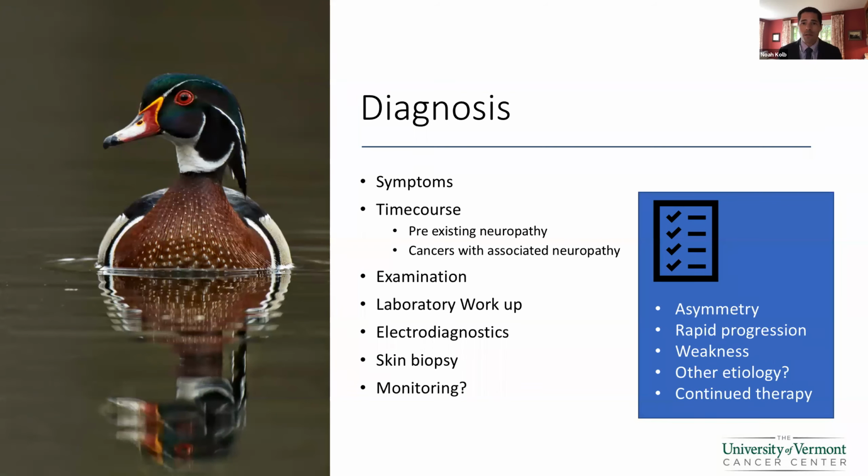So if you have atypical cases where people are developing an asymmetric neuropathy, there's rapid progression, there's a substantial amount of weakness, if you're concerned that there may be another sort of etiology that's happening, these are times when it might be really important to get electrodiagnostics. The other setting is if somebody already has neuropathy and you're trying to decide how bad it is and what the risk may be moving forward, sometimes it's helpful to get a baseline to see what their neuropathy looks like.